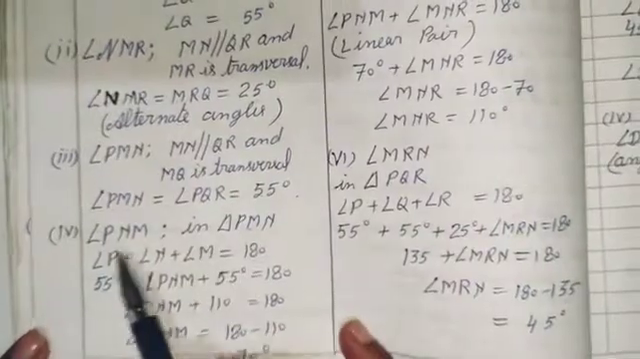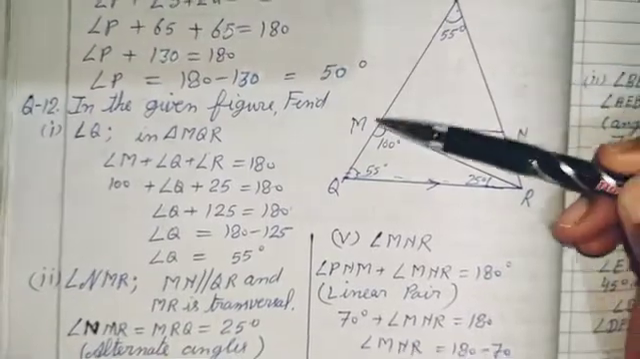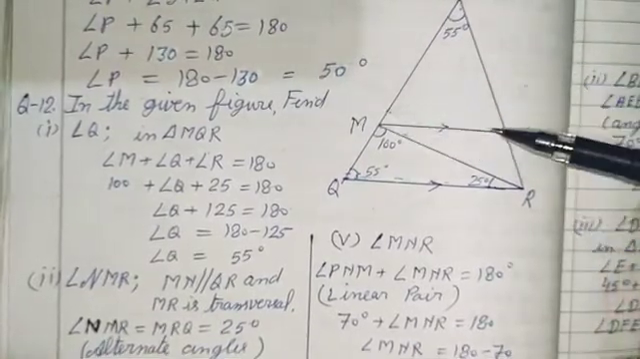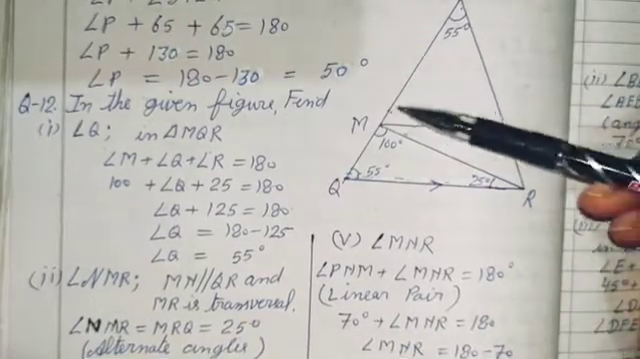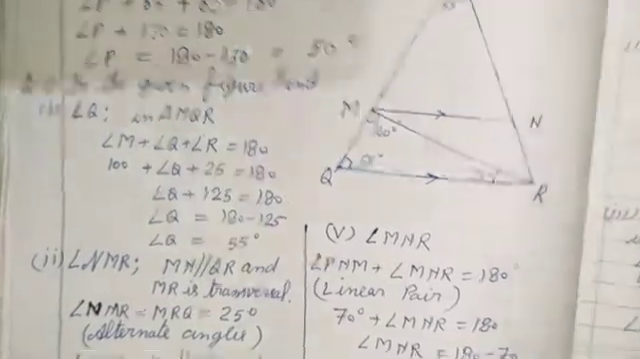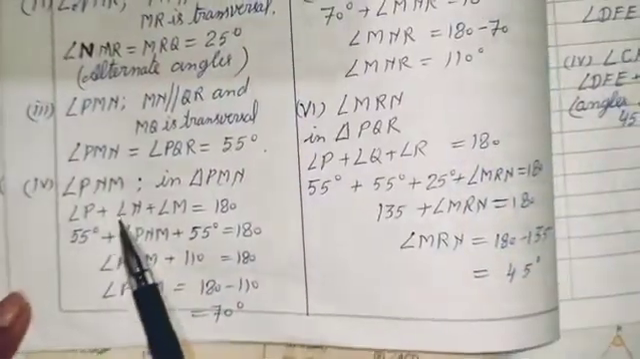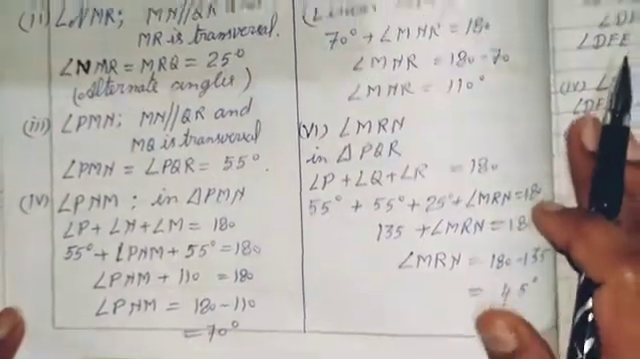Now angle PNM. We have to find this angle. In triangle PMN, the sum of these three angles will be equal to 180 degrees. We know that it is 55, as we have calculated in the third part. So we can find the value of this angle. By angle sum property, P plus N plus M equals 180. So angle PNM equals 70 degrees.